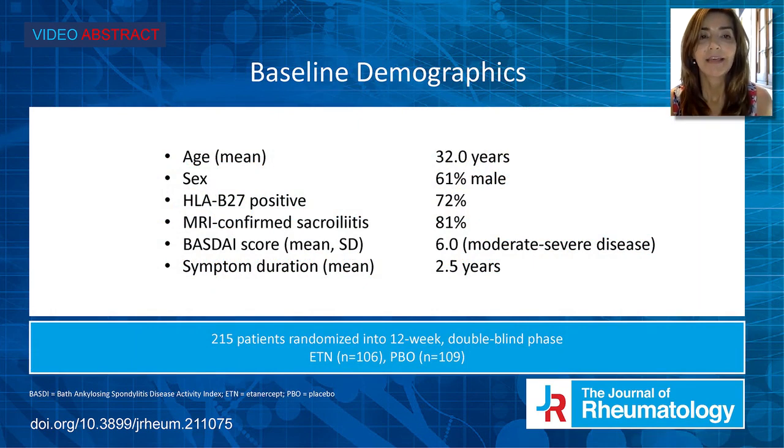At baseline, the mean age of our patients was 32 years, 61% of them were male, 72% were B27 positive, and 81% had sacroiliitis confirmed by MRI. The mean BASDAI score was 6, indicating moderate to severe disease. 215 patients were randomized into the double-blind phase, 106 to etanercept and 109 to placebo.